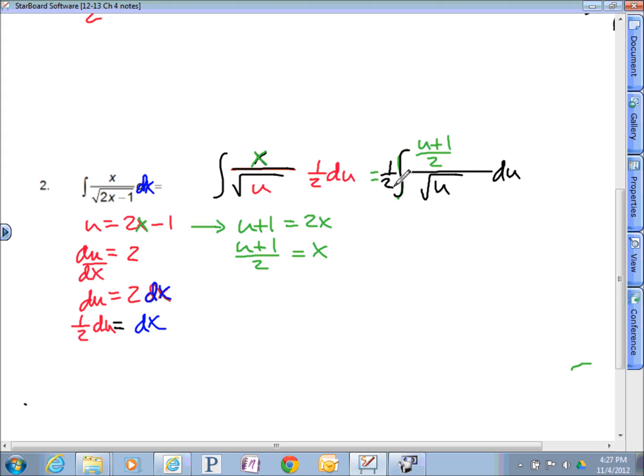Well, now u plus 1 over 2, maybe we ought to pull that 1/2 out also. So here's your integral. I have a red 1/2 and a du, if you're wondering where that came from. And I also have a green 1/2. So let's put a red 1/2 out in front. Let's put a green 1/2 out in front. And let's integrate u plus 1 over square root of u, or u to the 1/2, du.